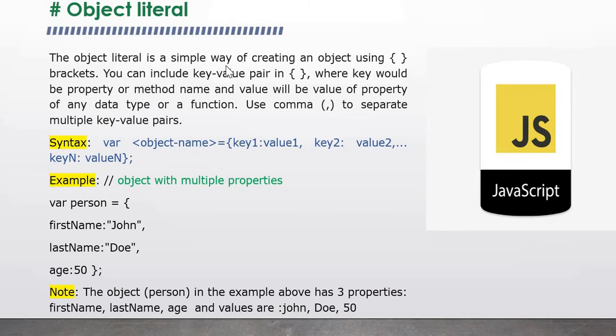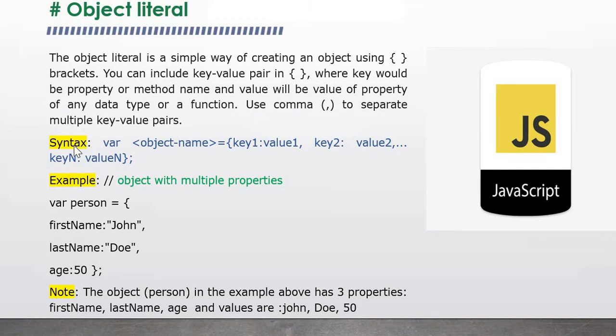The object literal is a simple way of creating an object using opening and closing curly braces. You can include key value pairs in these curly braces, where the key would be the property or method name, since a JavaScript object is used to hold both properties and methods. The value is the value of that property, and it could be any type, like integer or string. Use commas to separate multiple key value pairs.